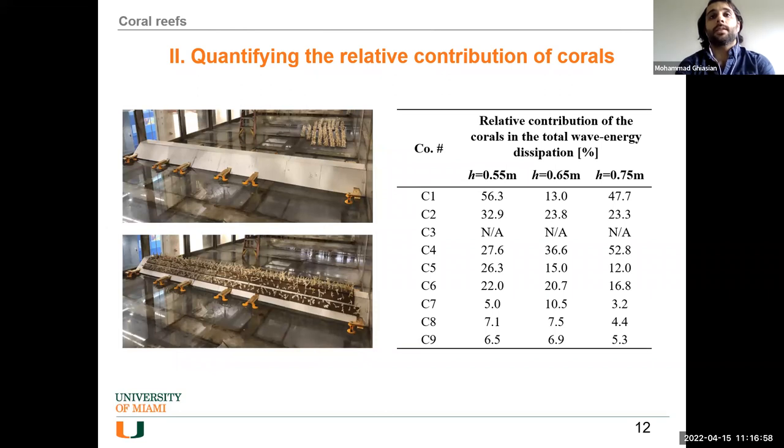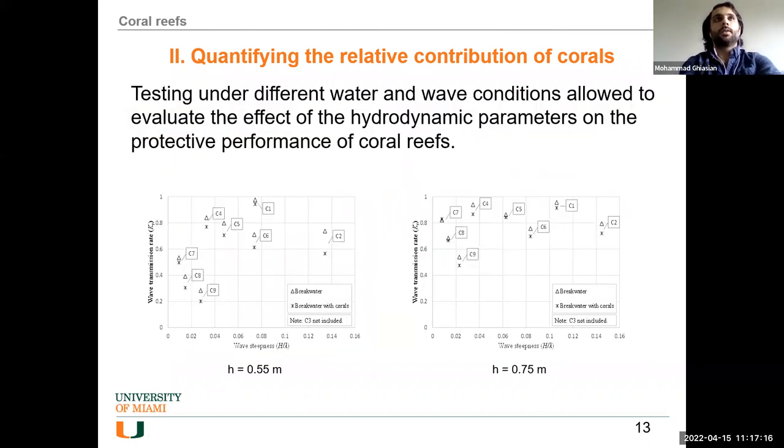In this phase, we had three water depths of 55, 65, and 75. And then we had different wave heights for each condition. And then also the wave period was changing. The coral density, the coral cover, was similar, stacked on corals with a similar cover percentage.